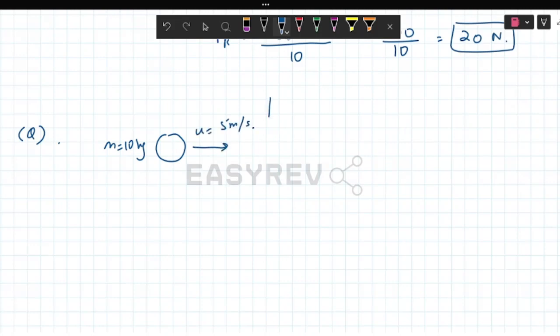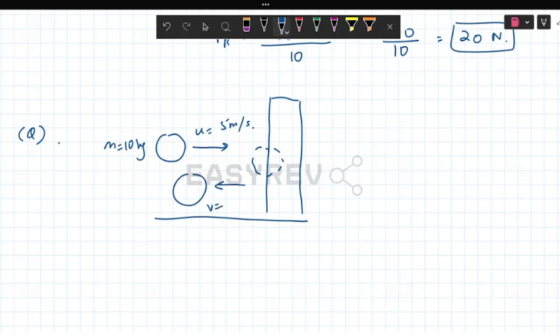And suppose after collision, it bounces back with a final velocity of 25 meters per second. Now, suppose the collision has taken a time duration of just 5 seconds. Now the question is this: we know already from our discussion of Newton's third law that there will definitely be a force that the wall exerts on the ball.